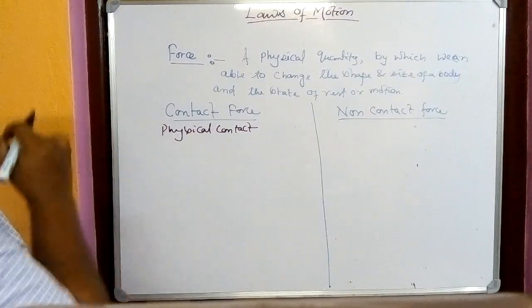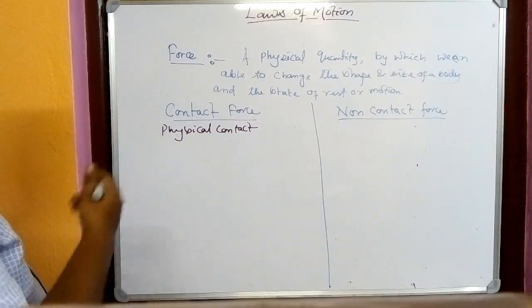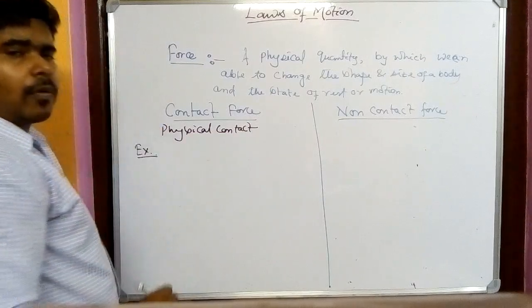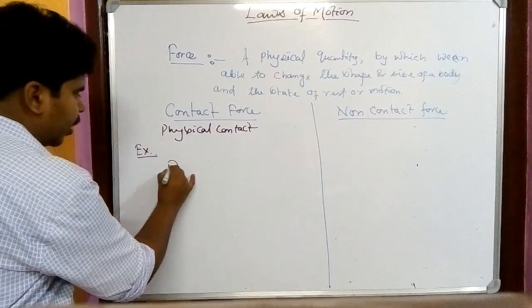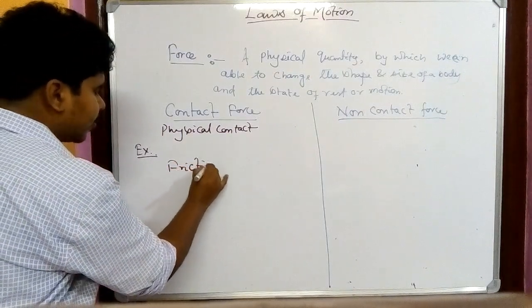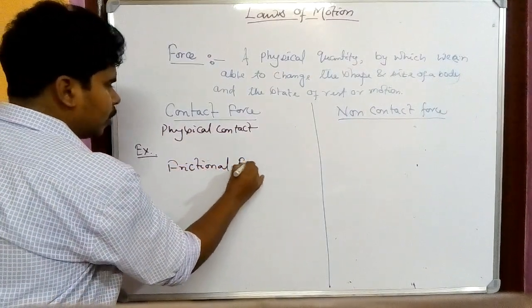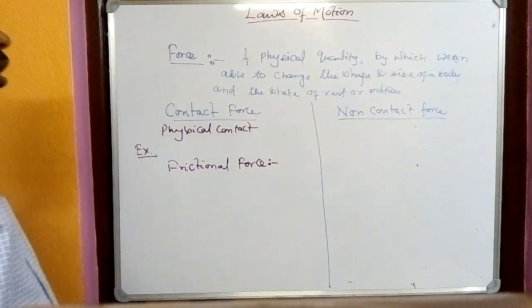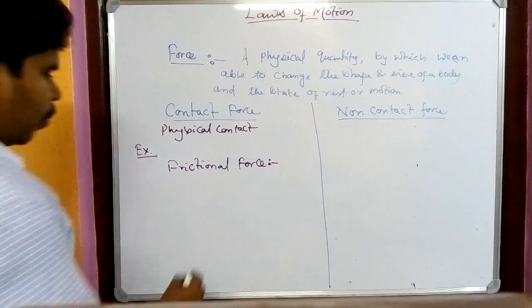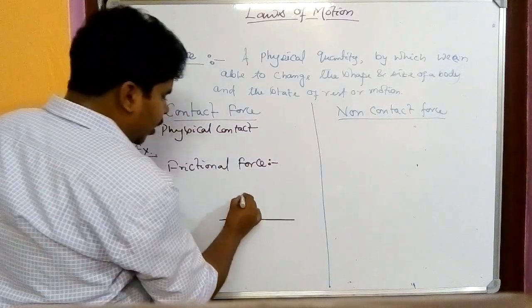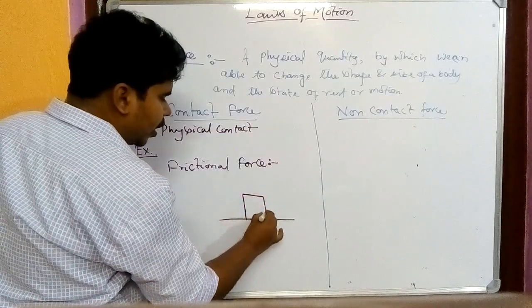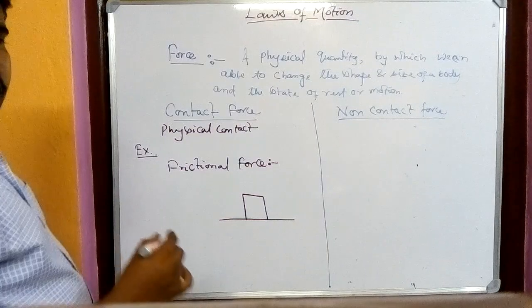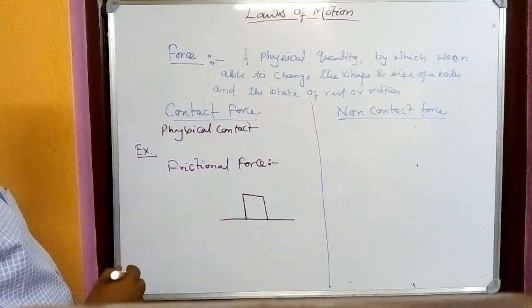Okay, now coming to the next part, what are the examples of it? Let's discuss the examples of contact force. First is frictional force. It's a very common thing and we are very much aware of that also. What is friction force? If a body moves or tends to move over a surface, then this surface opposes the motion of the body.